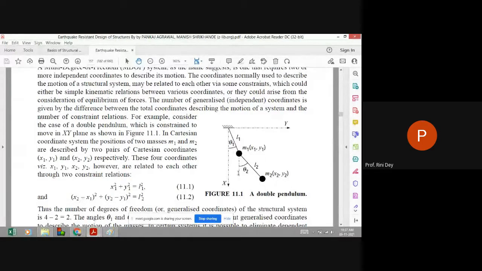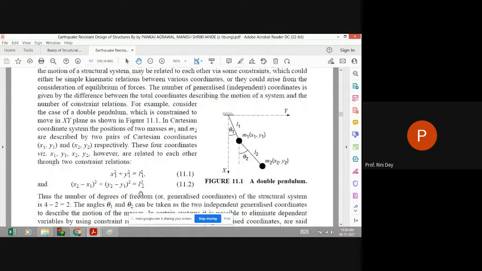Similarly, for y2 minus y1. So which one is y1? y1 is this part. Okay, and y2 is this part. So y2 minus y1 will give me the rest of the length. So this part is making that hypotenuse, L2 whole square. So this is the possible equation we can form for right now.